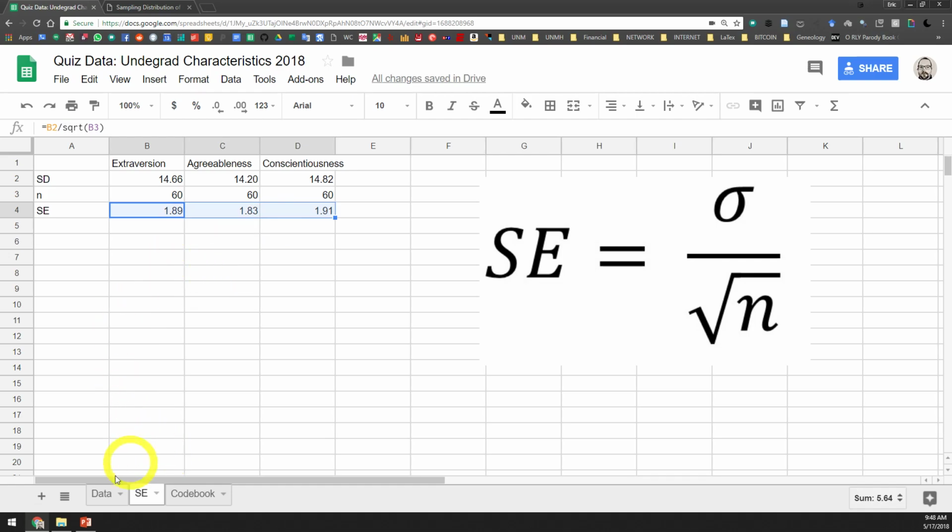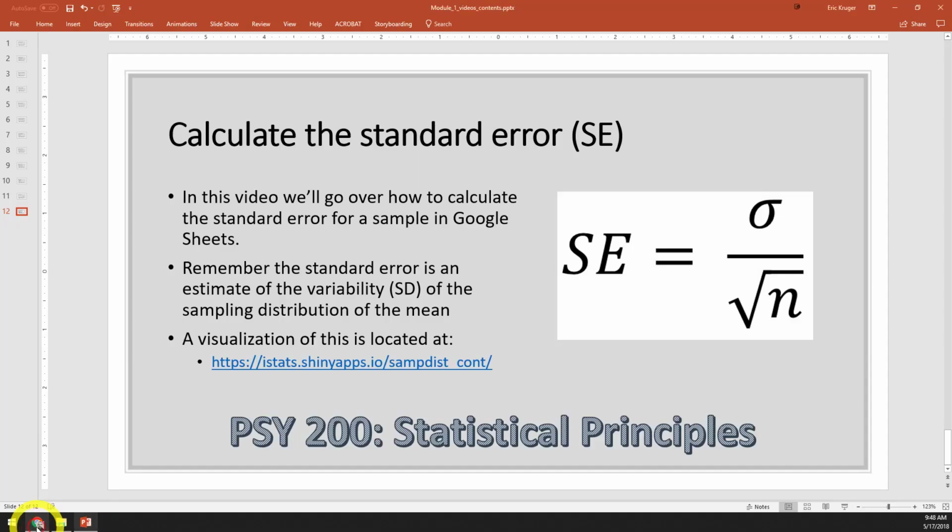So in this video, I've gone over some basics of sampling, how to conceptualize the standard error in terms of the sampling distribution of the mean, how that relates to the population mean and population distribution, as well as the actual distribution from the data that we gathered. I used a visualization. You can click on this and mess around with this to help you understand a little bit more. And then I also showed you how to use Google Sheets to calculate the standard error based on the data in the undergrad characteristics data set.